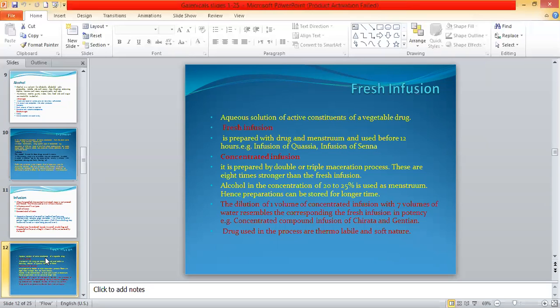Potency means activity. For example, concentrated compound infusion of chirata and gentian are examples of concentrated infusion. And drugs used in the process of infusion are thermolabile, which means they are heat sensitive and soft in nature. What is concentrated compound infusion of chirata? It is a bitter tonic and it is used in dyspepsia, scanty urine, which is oliguria, in which the frequency of urination is less, and epilepsy, which is a neurological disorder.